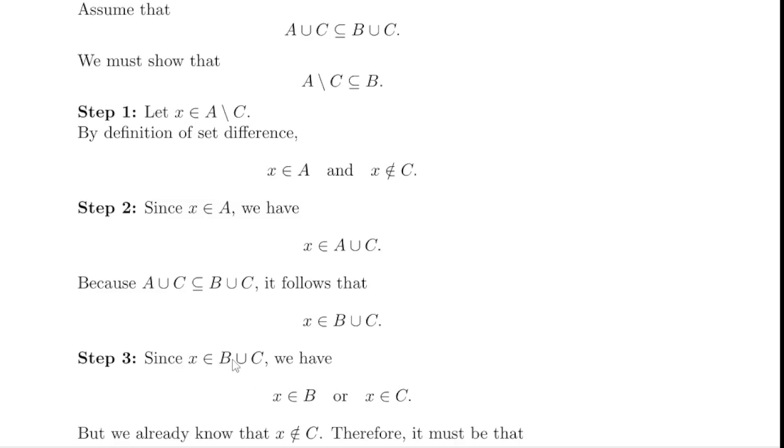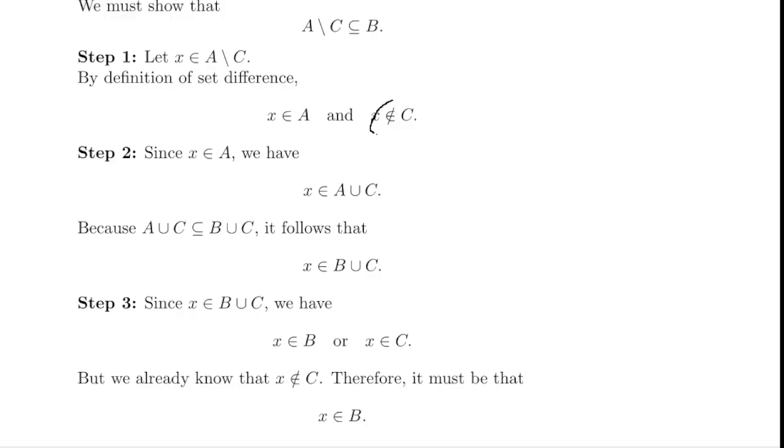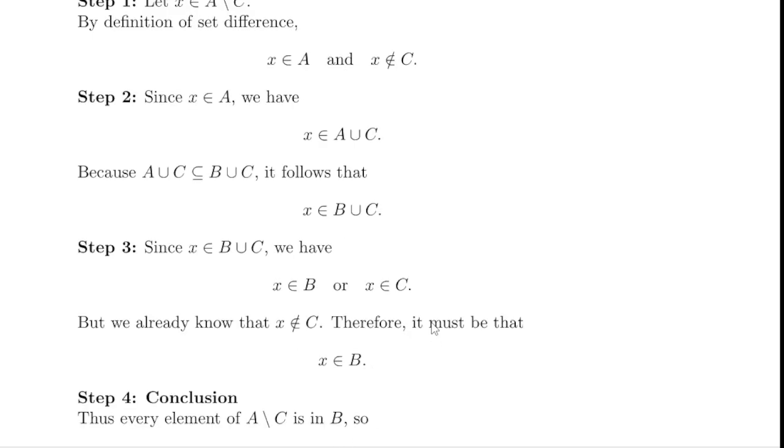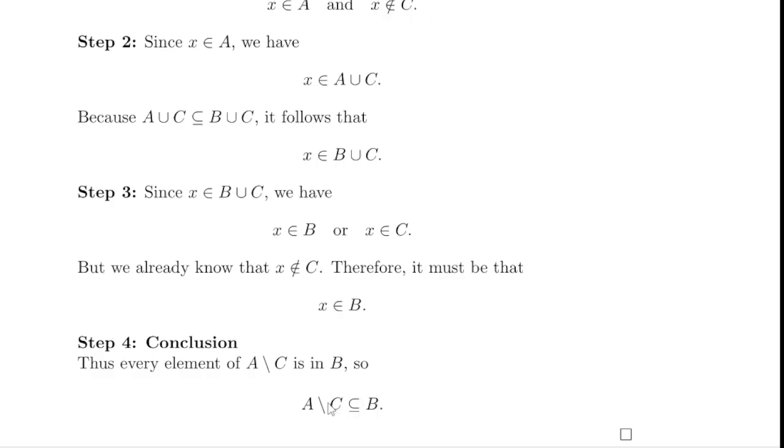And since x is in the union of B and C, it's either going to be in B or in C. But we already know that x is not in C from over here. Therefore, it must be that x is in B. Thus, everything in A and not in C is in B. So everything in A not in C is contained in B. And that completes the proof.